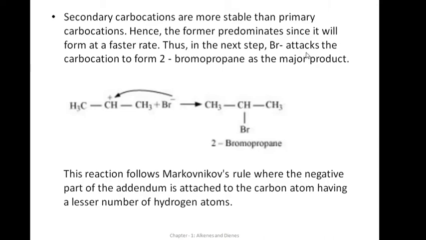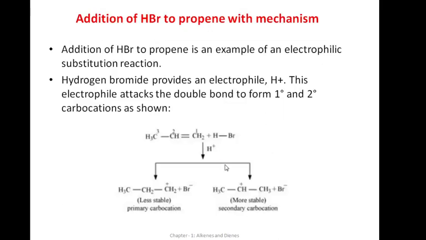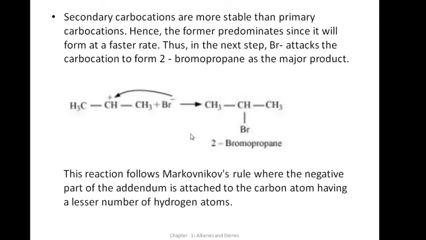Thus in the next step, Br minus attacks the carbocation to form 2-bromopropane. So this is going to happen. This will be the major product. If Br minus attacks this, you are going to get 1-bromopropane, which will be a minor product. So 2-bromopropane is the major product. This reaction follows Markovnikov's rule.